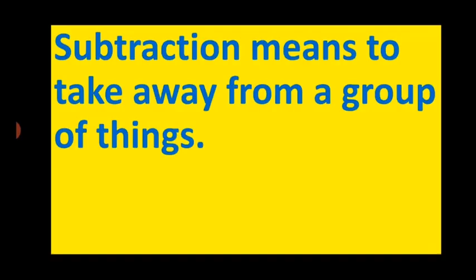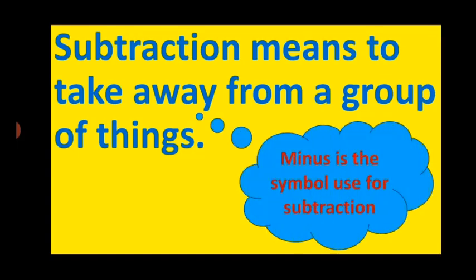As you all know, subtraction means to take away from a group of things. Now suppose there are so many things in a bucket. If I am taking out something from the bucket, that means I am subtracting those things. So subtraction means to take away from a group of things. You also know that minus is the symbol used for subtraction.